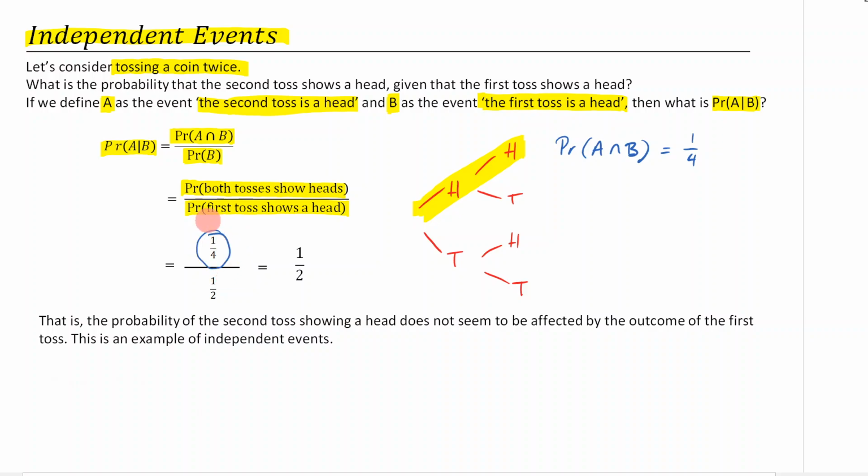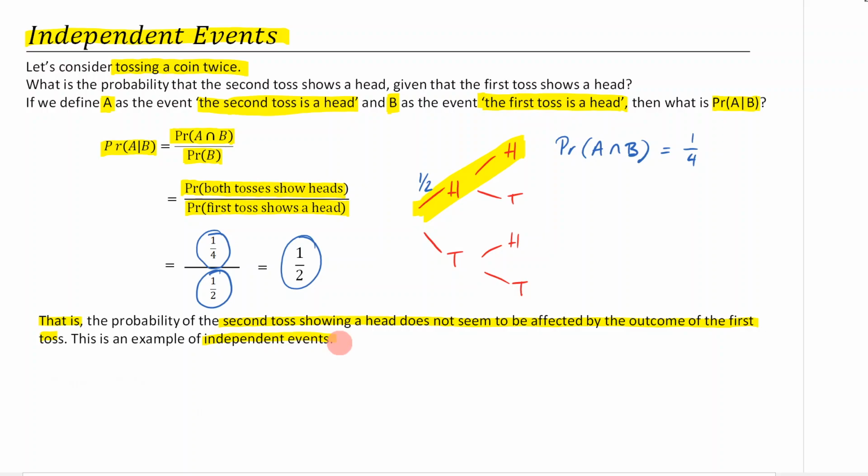And then what's the probability that the first toss shows a head? Well, that's just 1/2. So if we go a quarter over a half, that's equal to a half. Now this is interesting, isn't it? Let's read this. That is, the probability that the second toss showing a head does not seem to be affected by the outcome of the first toss. This is an example of independent events.